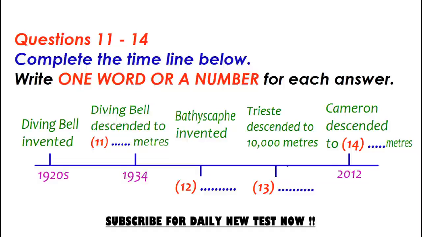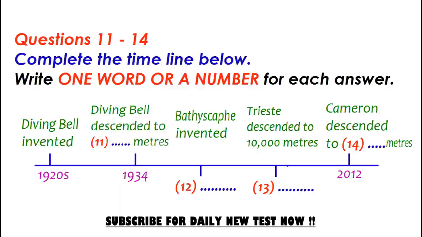The first descent in the diving bell took place in 1930, and in 1934 it went down to a depth of nearly 1,000 metres, which was impressive for the time. The problem with the diving bell was that it had no power of its own, and there wasn't much room for the researchers to move around.